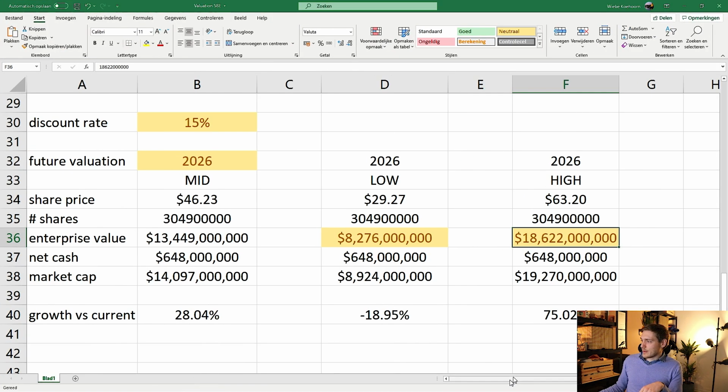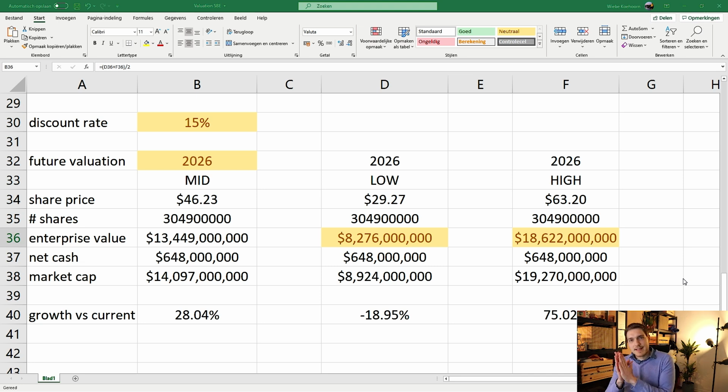Let's go a little bit bigger over here, because we just said we're going to add one more thing, which is going to be called the midpoint enterprise valuation. And that is simply going to be the average of these two numbers we just calculated. So the low one, the high one, just the average between those two. Just add these two up, and you're going to divide them by 2, and then the average is going to be $13.449 billion. Okay? So that is the future enterprise value.